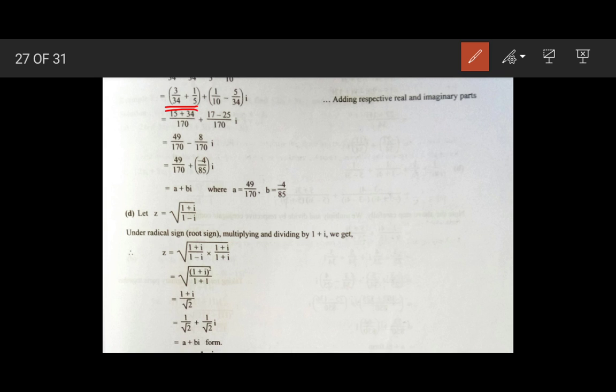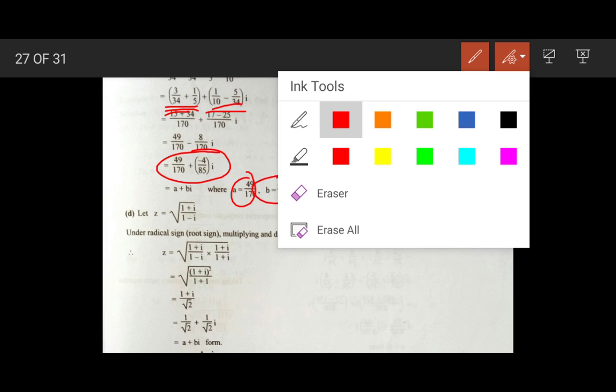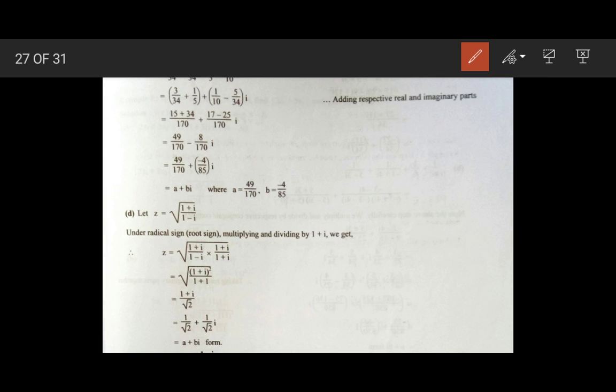Okay. Now I will pair the real part and imaginary part. So by pairing real part and imaginary part and solving that term, I am getting this as 49 upon 170 minus 4 upon 85i, which is in the form of a plus bi, where A is 49 upon 170 and B is minus 4 upon 85. Okay. Then next is D. z is equal to root of 1 plus i upon 1 minus i.